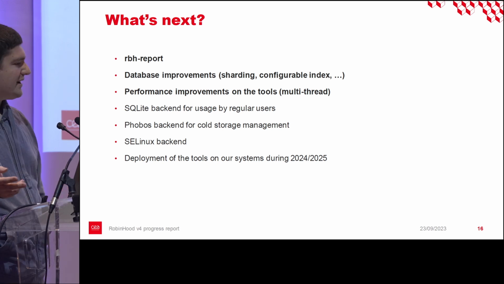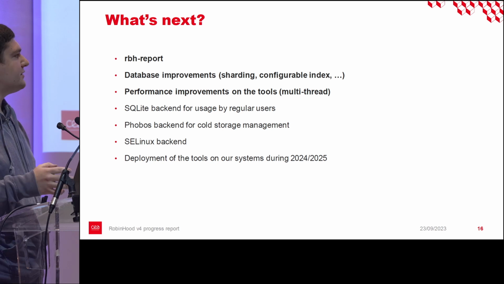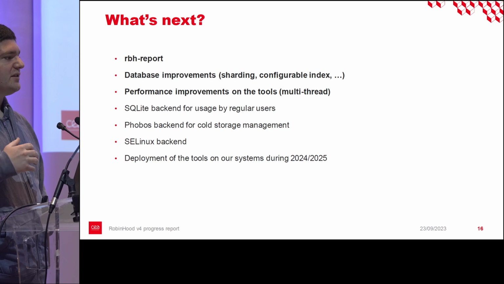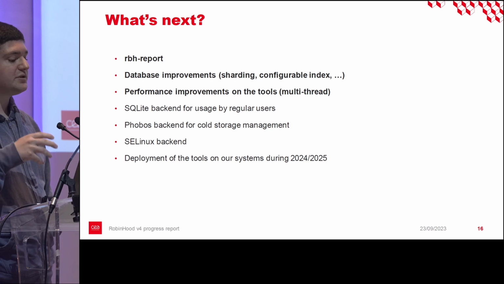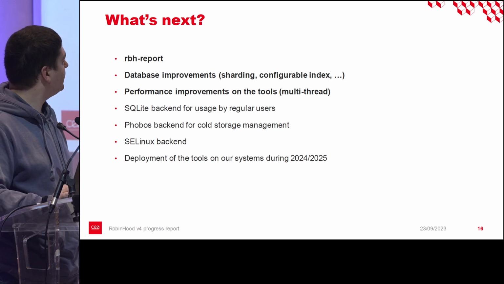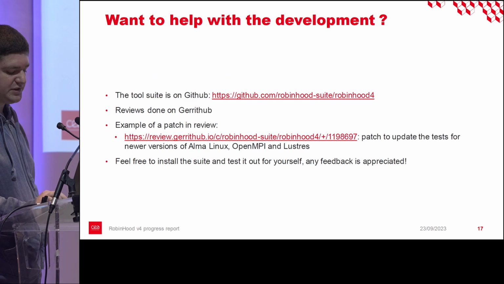And then, not on the side, but less important, are different backends. For instance, SQLite for usage by regular users, because currently RobinHood 4 is only usable by admins. But some users requested that they be able to synchronize their directories and their homes to check how they use their own quotas. So this is the goal of the SQLite backend. We have the Phobos backend for cold storage management, and an SELinux backend which will be built on top of Lustre, and we aim to deploy the tools on our systems during 2024 and 2025.